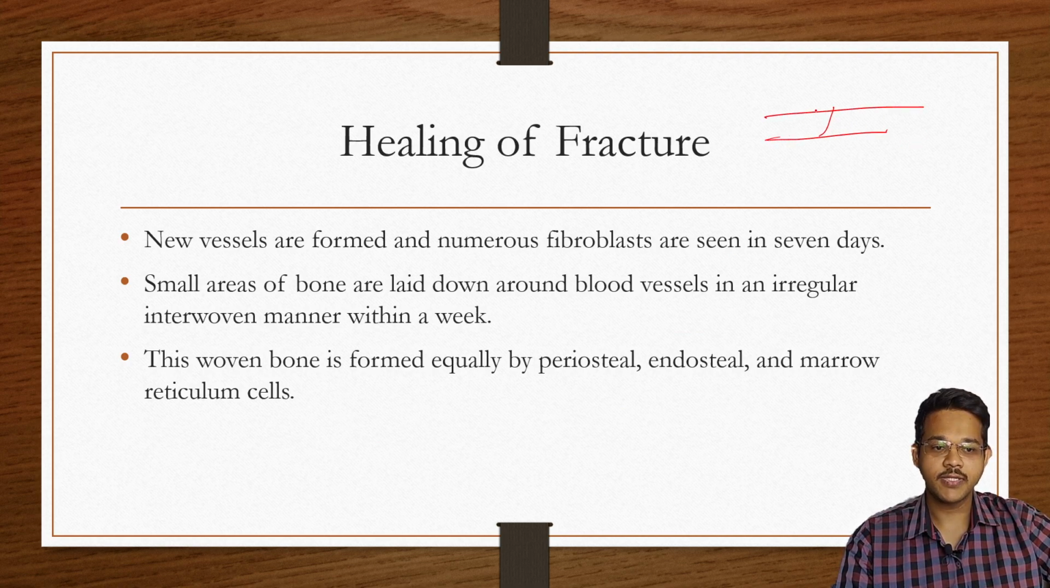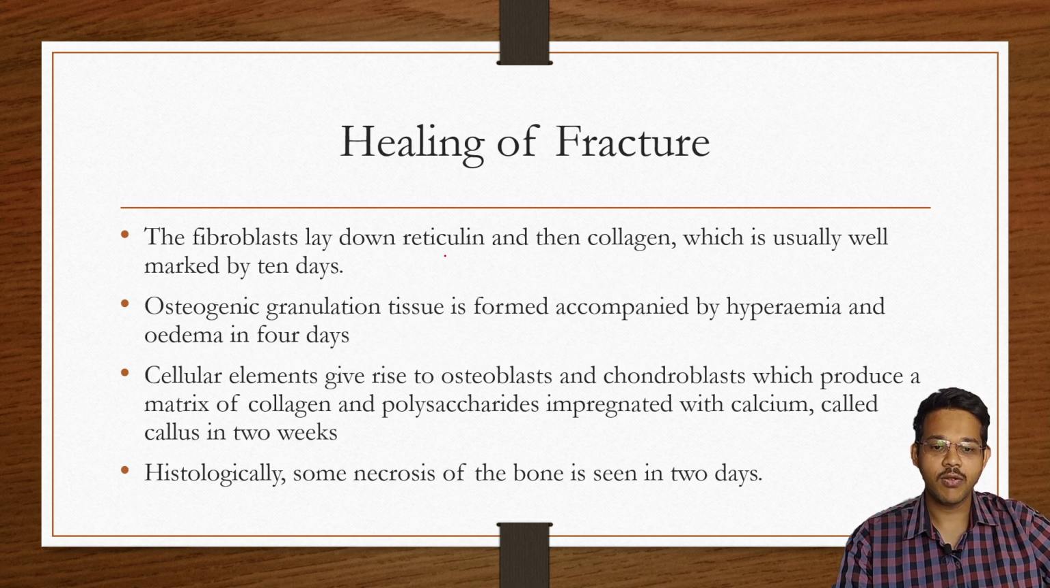Afterwards, near the fracture site, new vessels start developing and numerous fibroblasts are seen within 7 days. Small areas of bone are laid down around the blood vessels in an irregular interlacing manner within the week. So along the blood vessels, new bone starts forming. The woven bone is formed equally by periosteal, endosteal, and marrow cells. Then fibroblasts lay down reticulum and then collagen, which is usually seen by 10 days.